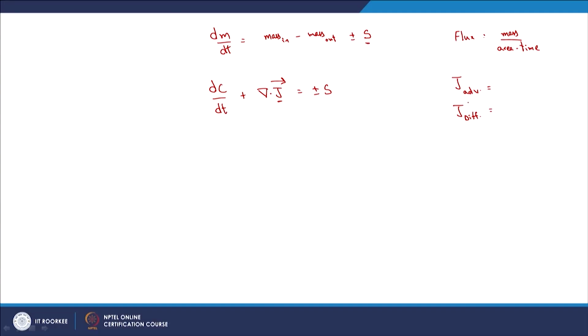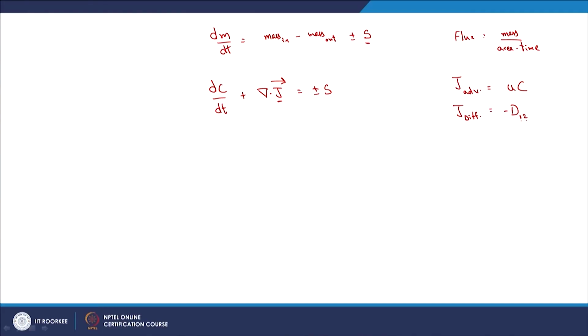So advection is going to be given by the velocity of the fluid, U, times the concentration, and diffusion is going to be minus the diffusion coefficient of the relevant compound in the relevant media. One refers to the compound in media. For example, compound X will have a different diffusion coefficient in air, and the same compound will have a particular diffusion coefficient in water, right. So obviously the diffusion coefficient is dependent upon both the compound and the media, times the del product of concentration.